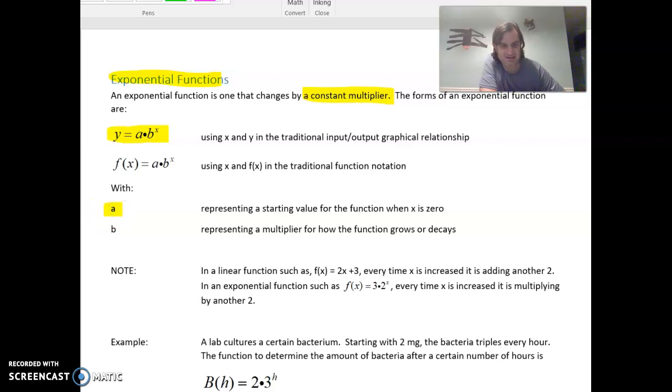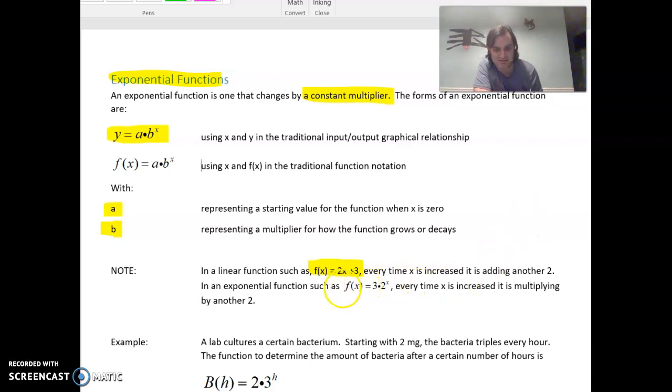A is the starting amount now, and b is the multiplier. So we're multiplying by the same number over and over. An example I have down here, a linear function might look like 2x plus 3. So yes, we're multiplying the x by 2. But whatever number we're plugging in, we're just doubling it and then adding 3. And that makes it linear because it just adds 2 more each time we change the input.